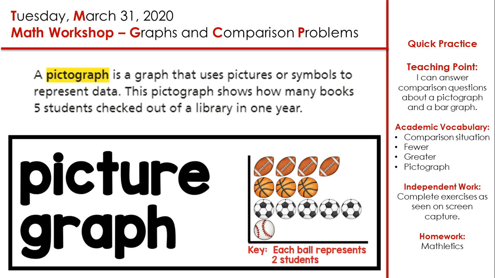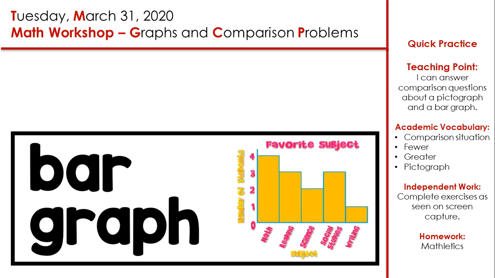We have football, basketball, soccer, and baseball. Each item, in this case, represents one item, but later on we're going to see that we can specify the amount that each element represents in this chart. The second one that we have is a bar graph.